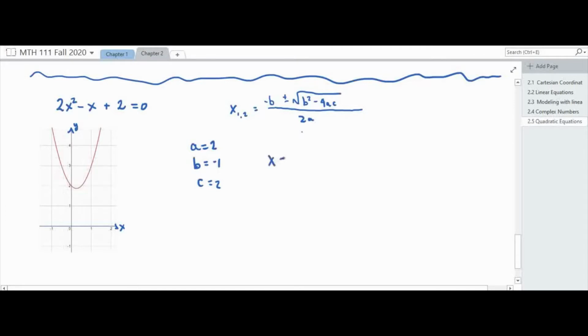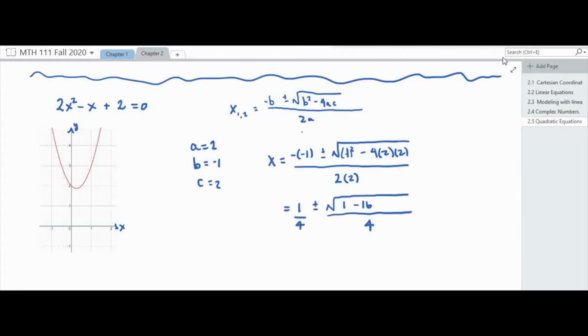So putting these values in, x equals -b, which is -(-1), plus or minus the square root of -1 squared, minus 4 times a, 2, times c, 2, over 2 times a, 2, is 4. So then we end up with 1/4 plus or minus the square root of 1 minus 16. 4 times 2 is 8 times 2 is 16, over 4 equals, and now we see what the issue is. 1/4 plus or minus the square root of -15 over 4.